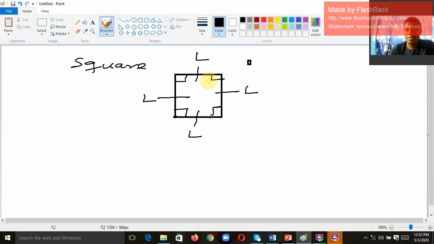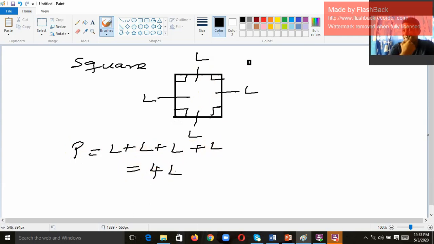Now what is perimeter? Perimeter is the total distance around the shape. So perimeter P is equal to L plus L plus L plus L. And if you use knowledge of algebra, that will give us 4L. So that's why I said that it is 4 times the side of the shape.